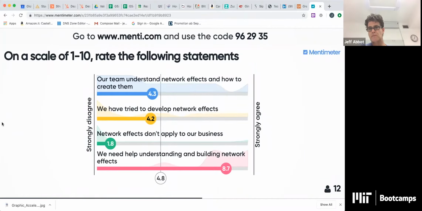Excellent. So with most responses coming in, we have a fairly strong confidence that people understand network effects and how to create them, and that they've tried to develop them. There are a few people that say that they don't really apply, and a goodly number of people that would like help understanding and how to build them. Excellent. Once again, thank you for the excellent response. I'm sure that the MIT team, as well as the Global Scaling Academy team, will be delighted to respond and bring some network effects topics into the program.